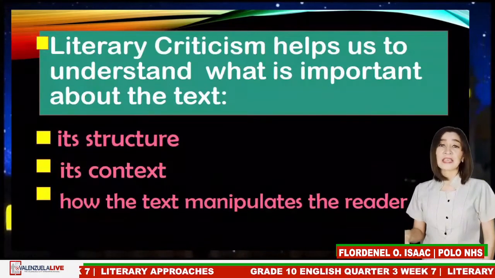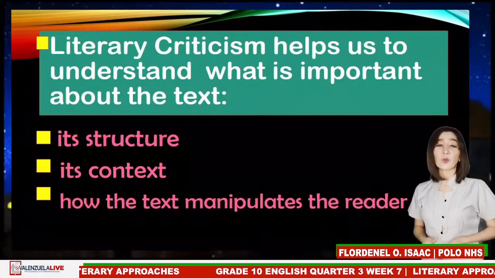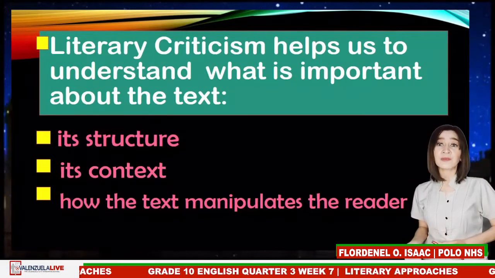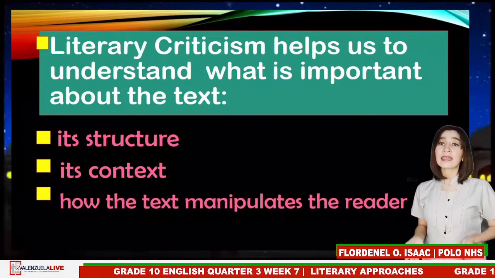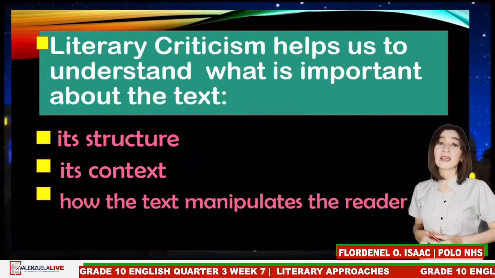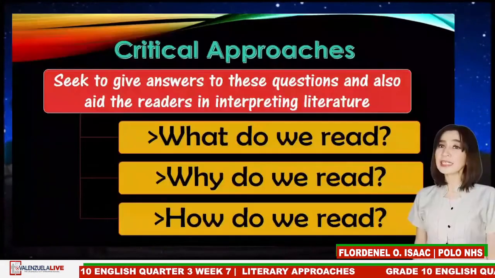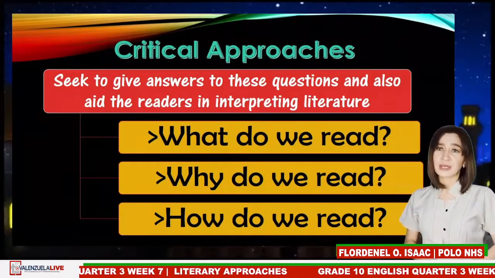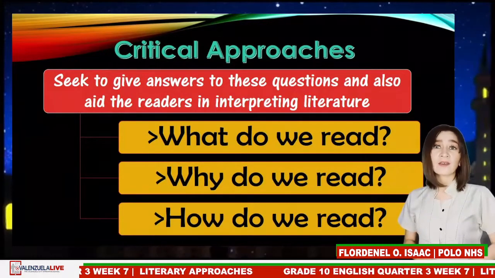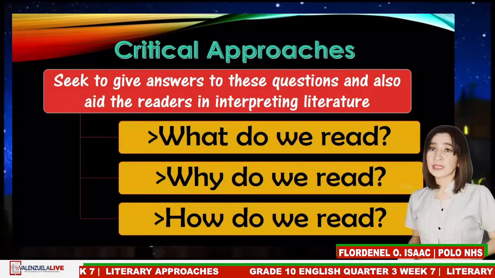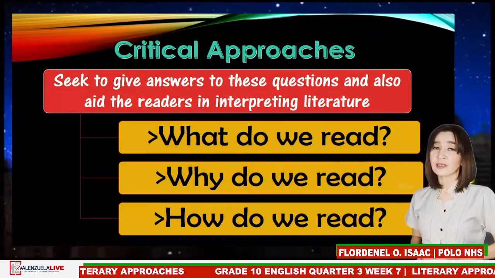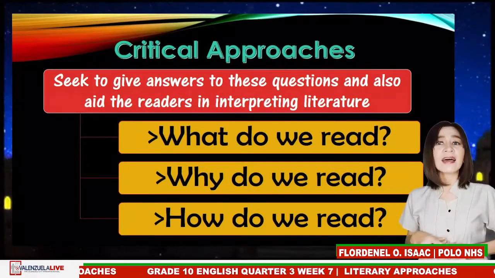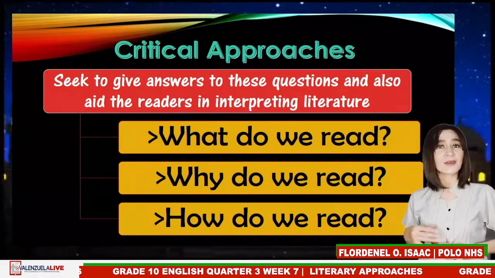Literary criticism helps us to understand what is important about the text, like its structure, its context, and how the text manipulates the reader. Critical approaches, on the other hand, seek to give answers to these questions and also aid the readers in interpreting literature. Like, what do we read? Why do we read? And how do we exactly read?